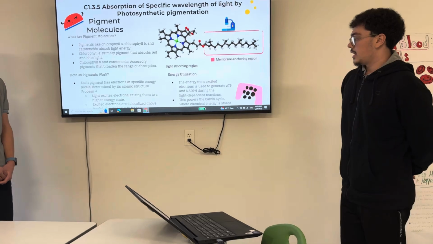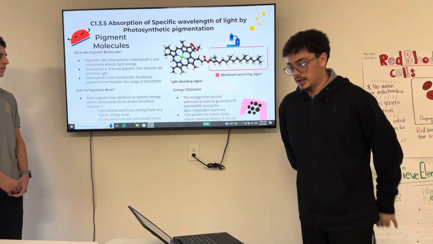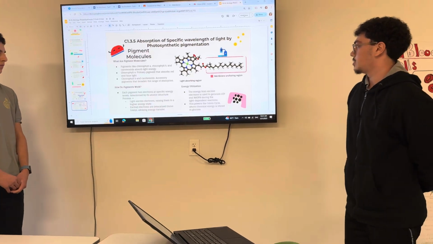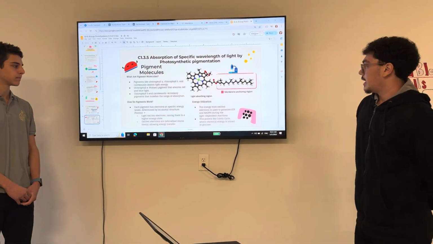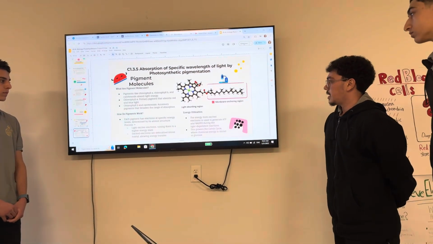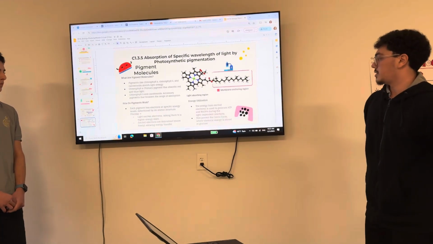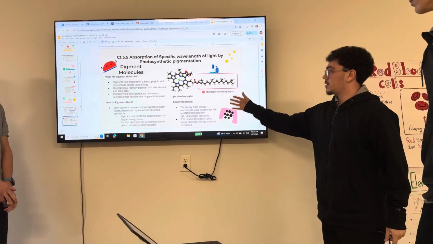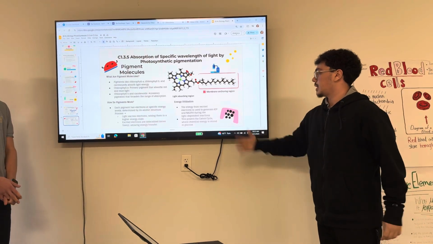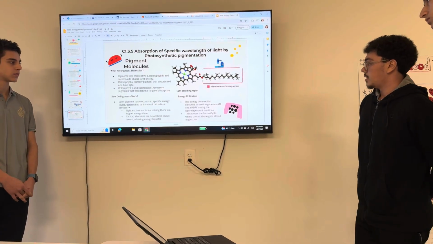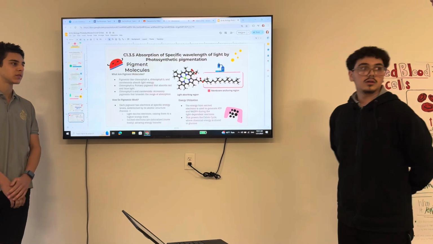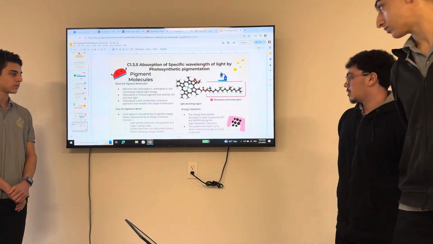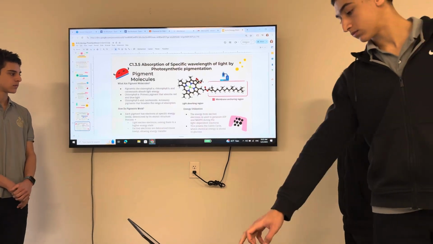Also, the excited electrons are delocalized, which means they move freely, which allows energy transfer. And lastly, for energy utilization, the energy of the excited electrons is used to generate ATP and NADPH. So this is what happens with the pigment molecules. It creates the energy and gets the ATP during the light-dependent reaction. This is what Ibrahim was talking about. And then the Calvin cycle is where the chemical energy is stored in glucose.